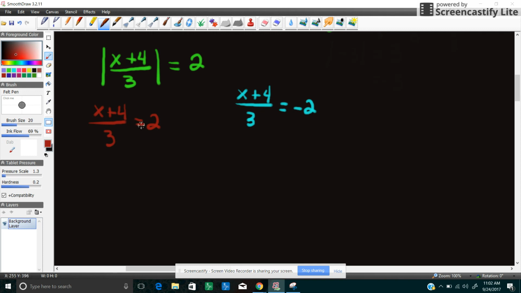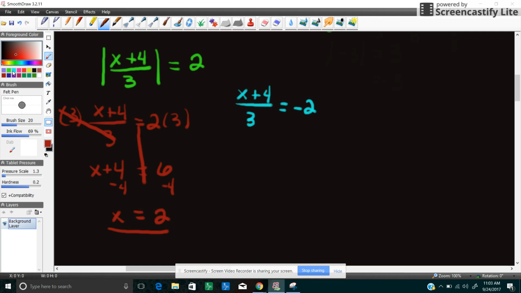Remember that when we're solving equations, we're trying to isolate the x. So in this example, I have to get rid of that 3 first. So I'm going to multiply both sides by 3, which gets rid of this. So now I have x plus 4 is equal to 6. Subtract 4. And so x is equal to 2. So that's my first part of the solution set.